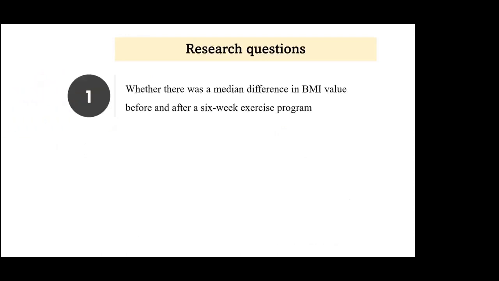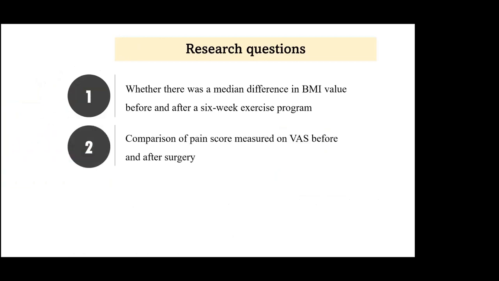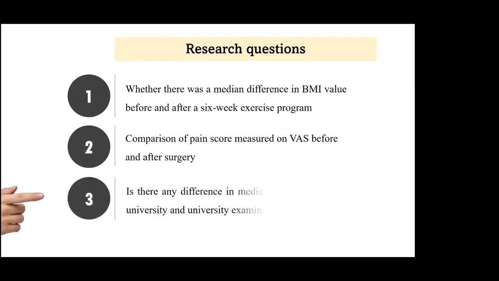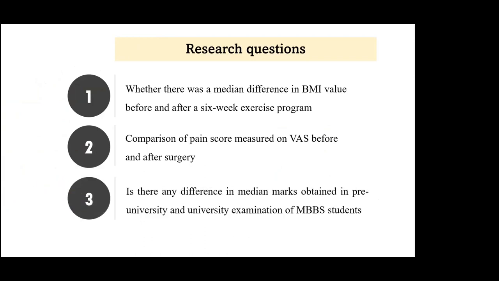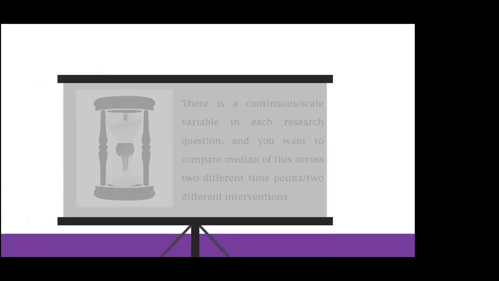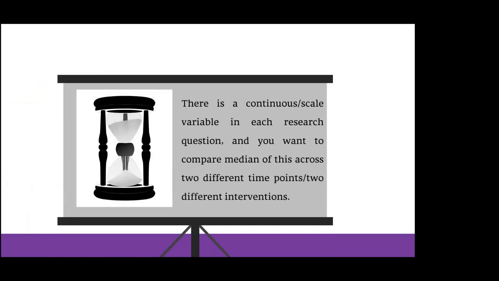So the research question is whether there was any median difference in the BMI value before and after a 6-week exercise program. Then the comparison of mean score we measured on VAS before and after surgery. And is there any difference in the median marks obtained in the pre-university and university examination of MBBS students? So in all these cases, what we observed is that there is a continuous or scale variable in each research question, and we want to compare the median of this value across two different time points or across two different interventions.